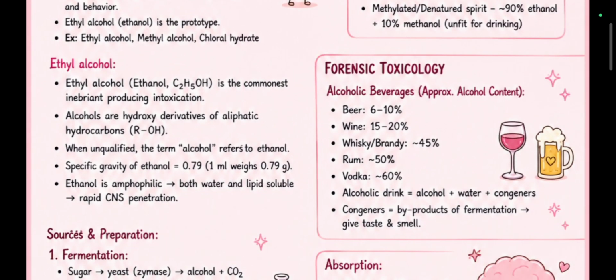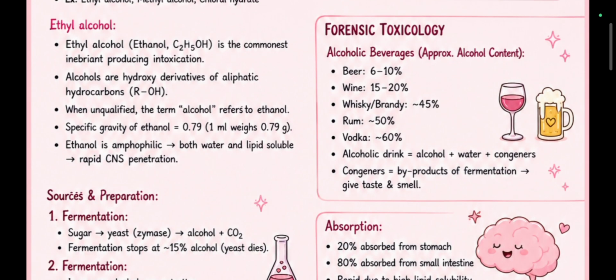Coming to alcoholic beverages, approximate alcohol content is given. In beer, you have 6 to 10% alcohol. In wine, 15 to 20. Whiskey, brandy, 45. Rum, 50%. Vodka, 60%. And an alcoholic drink is alcohol plus water plus congeners. Now, what are congeners? These are the byproducts of fermentation which give taste and smell to the alcohol. So, the highest concentration of ethanol is observed in vodka. Okay, remember this: beer, wine, whiskey, brandy, rum, vodka.